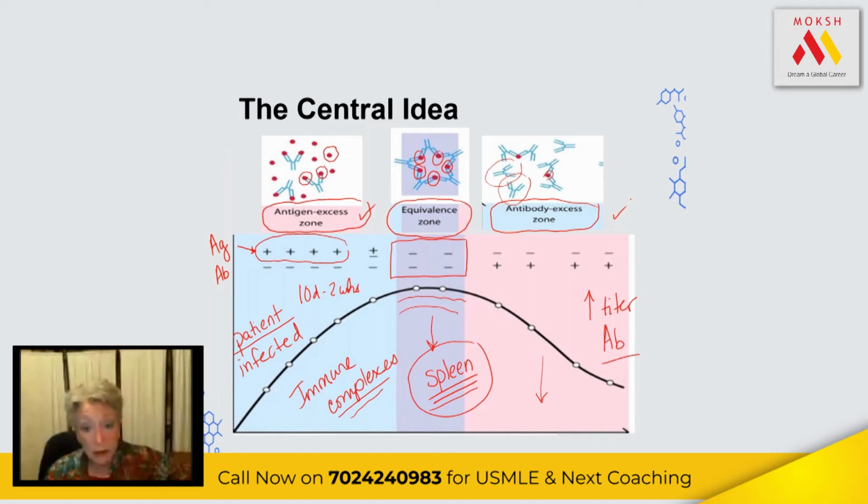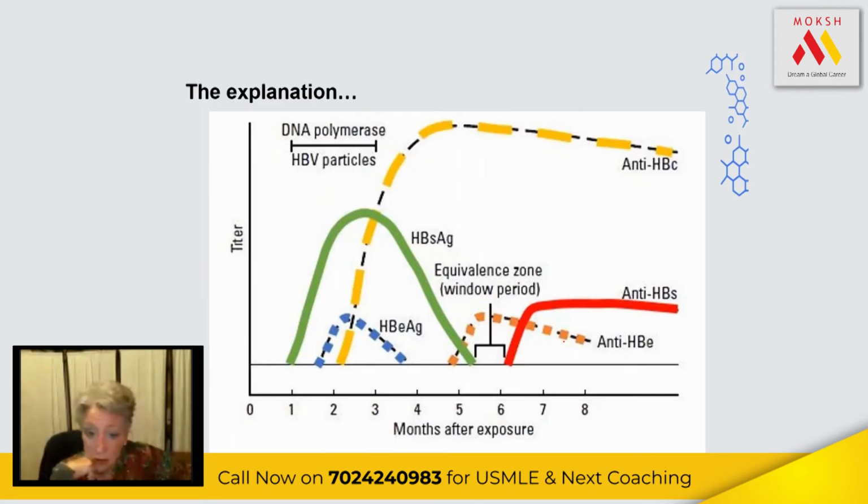Okay? Now, why does this make me so excited as a principal? Well, it's because it truly is the only logical and sensible explanation for why the serology determinations in hepatitis B infection look the way they do. Okay, remember the principle. I have antigen excess, followed by a period of equivalence, and then I have antibody excess, right?